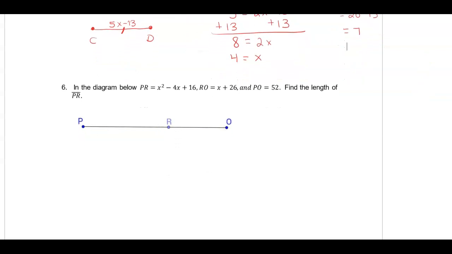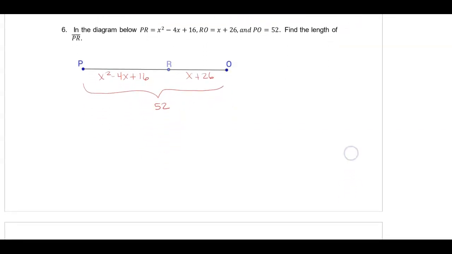Number 6. PR is x squared minus 4x plus 16, and RO is x plus 26. Notice how I'm labeling the actual segments with the measures they're giving me. Then I know that the entire segment PO is 52. So by drawing it like this, hopefully you can tell that I need to add this algebra plus this algebra equals 52. So let's write that down.